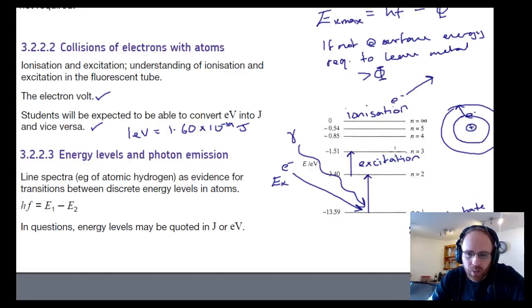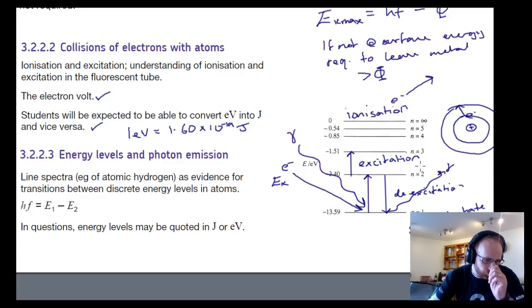There's only one method of what we're going to call de-excitation. And that is the emission of a photon.